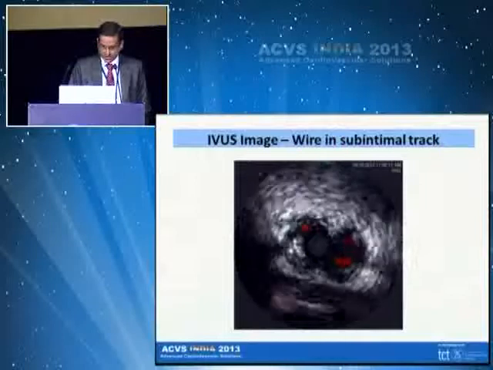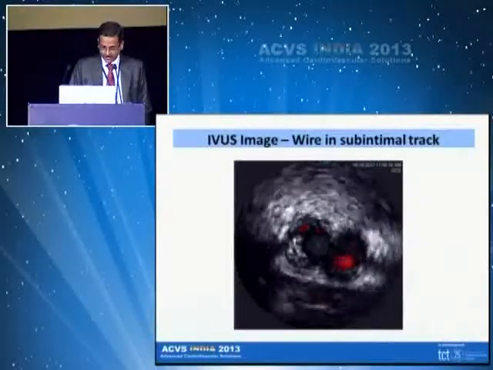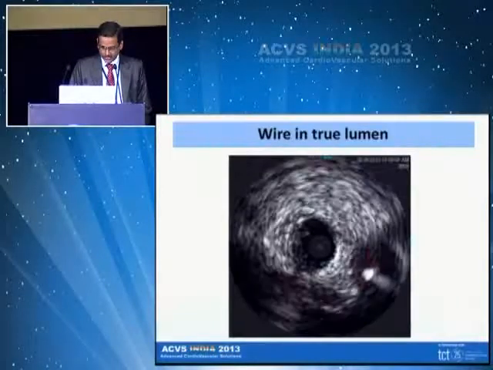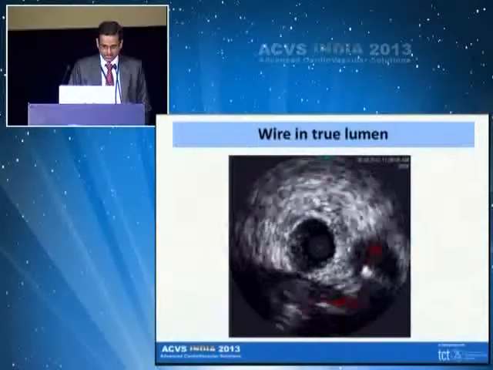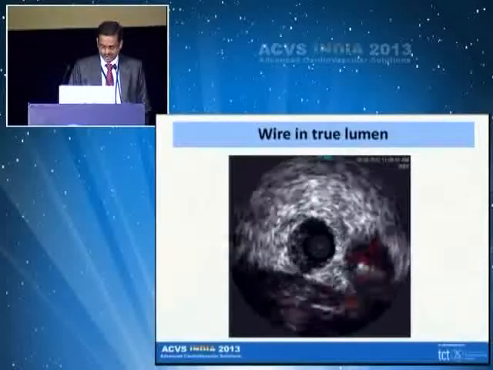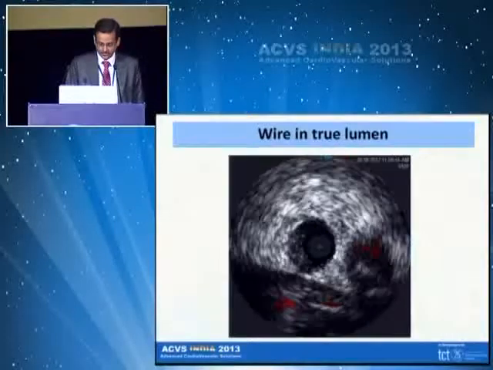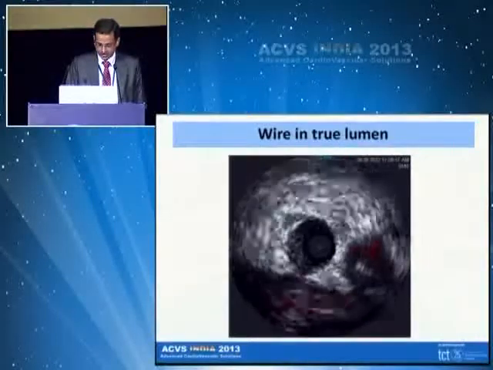So what I do is I leave my IVUS there, pull out my wire, and with the help of this color, I would go into my true lumen, and this is what I have done. So I remove it from the subintimal tract and I confirm that I am in the true lumen. So this is one of the methods of using a parallel wire technique with the help of IVUS and go into the true lumen.